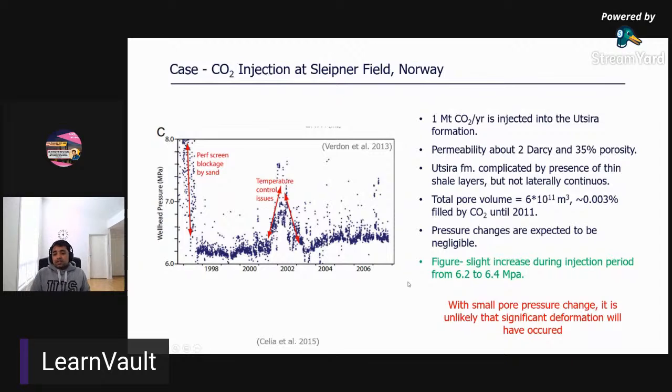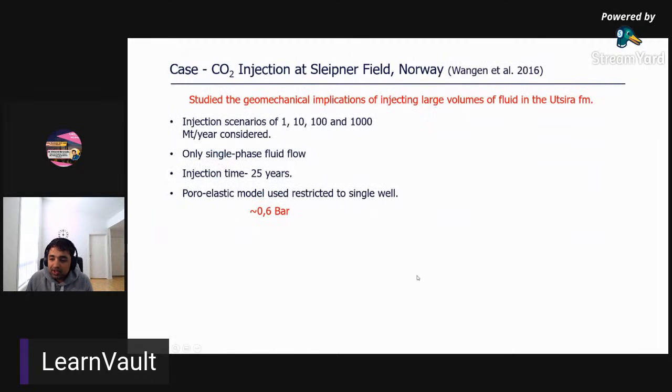So then, with such a small pressure change, it is very unlikely that significant deformation will have occurred. Like I mentioned before, fluid pressure changes might lead to deformation, but when your pressure change at a field level is so low, you can think that there wouldn't be any deformation in the formation. But then what if the injection rate was 1000 megaton per year?